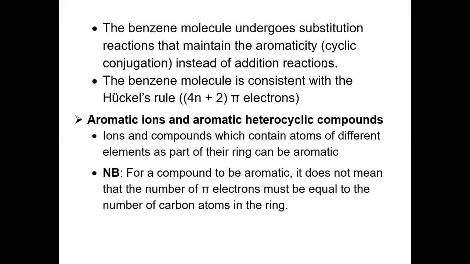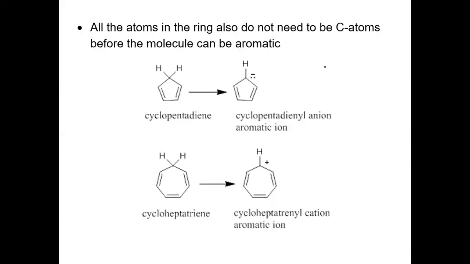be aromatic, right? For a compound to be aromatic, it does not mean that the number of pi electrons must be equal to the number of carbon atoms in the ring. And that is not the narration at all. Right, so let's explore heterocycles which are aromatic, and ions which are aromatic. So all the atoms in the ring are not needed to be carbon before it is aromatic. So we are talking about that.